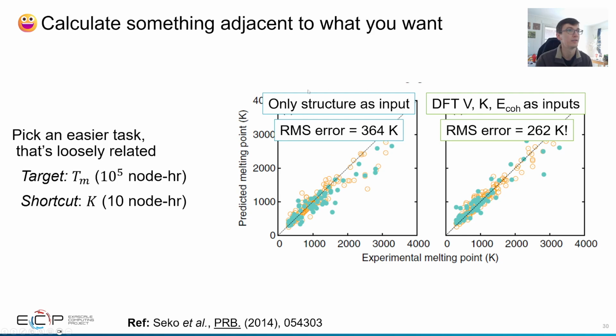So here they show what happens if I go purely from the original inputs to the problem, the crystal structure, to predict the melting temperature: error about 350. Instead, computing some adjacent properties and using those as inputs to the model cuts it down to about 260. So that's another way of filling in the potential alternatives you could have to doing either nothing or doing everything.